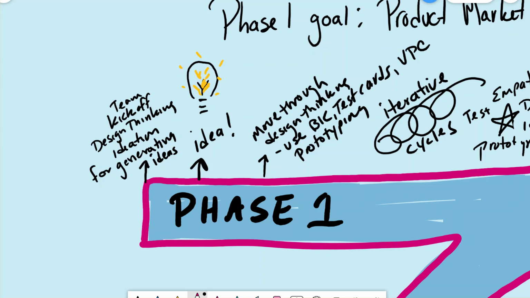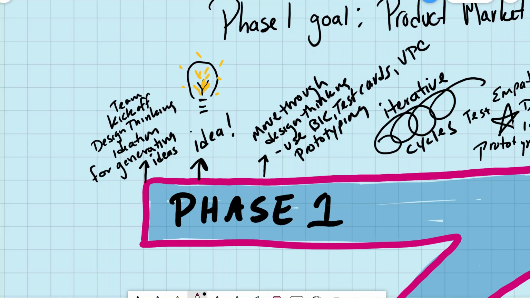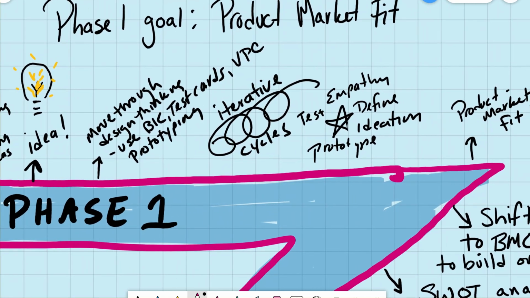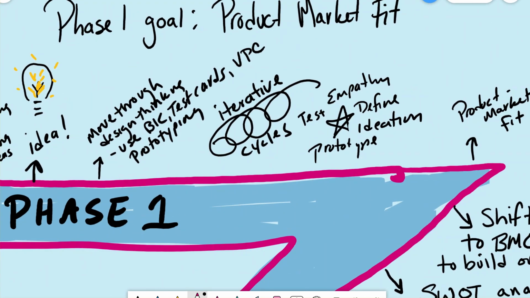You spend time up front thinking about a wide variety of different things. Don't just start with the first thing that comes to mind. Get something, even if it's good, continue to generate different possibilities. Ultimately, you're going to need to focus and decide on an idea, and you'll move forward with that. Then you move through the design thinking process using the big idea canvas, test cards, the value proposition canvas, prototyping, all of these different tools that we have for early stage phase 1 stuff.